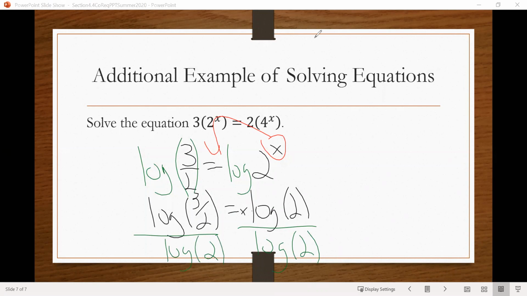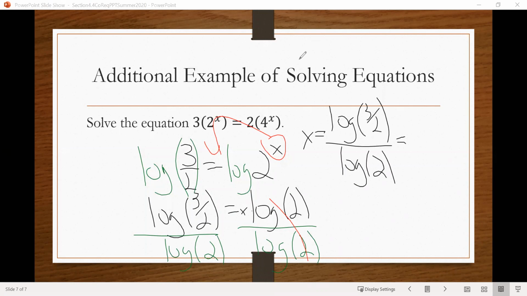So we find that x equals log of 3 halves divided by log of 2, which if we plug that in the calculator, we will get 0.585 as the value for x.